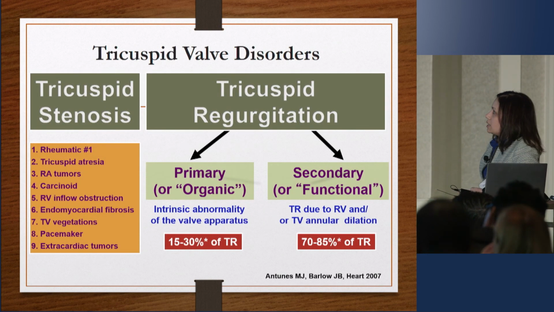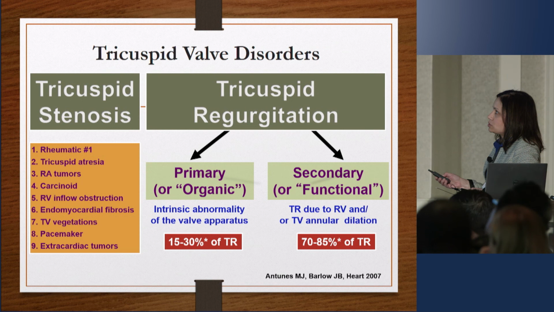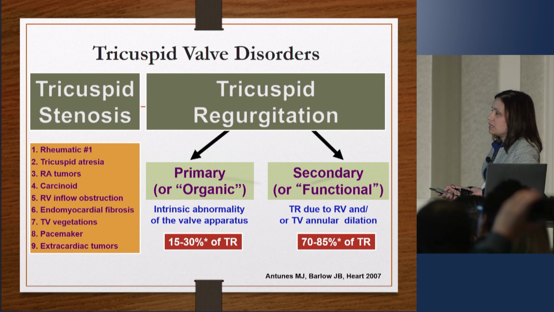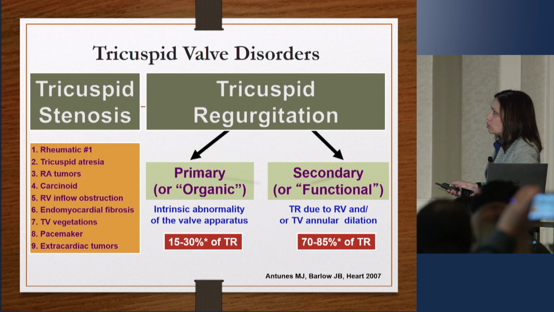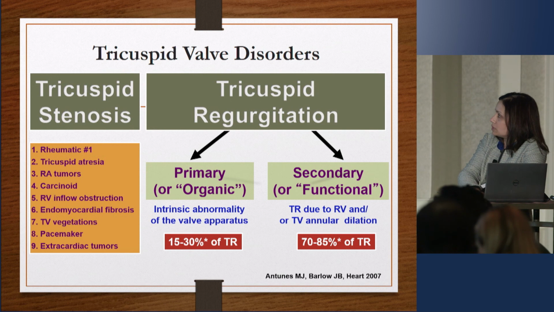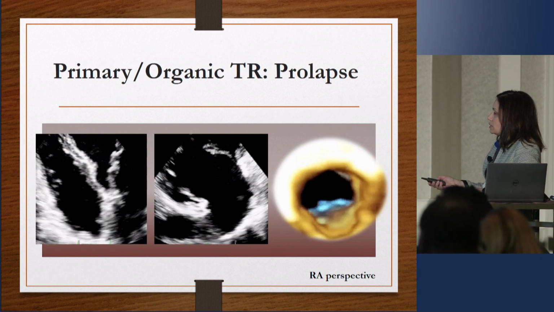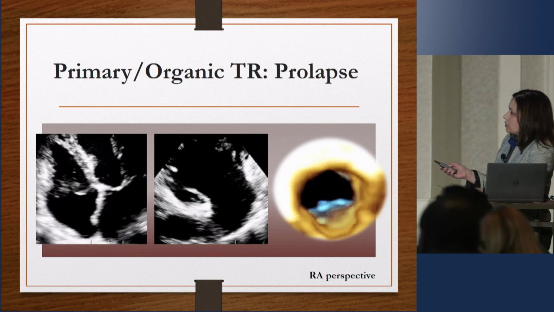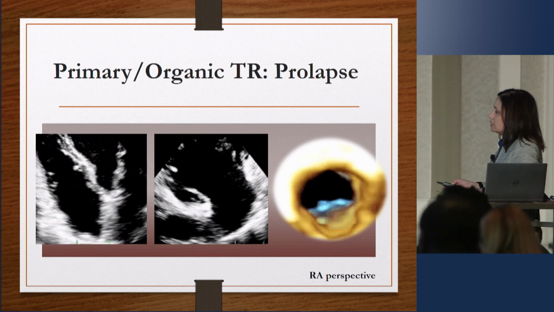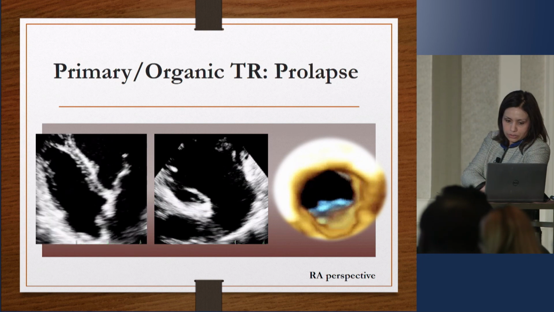Tricuspid valve disorders are divided into two types: tricuspid stenosis and tricuspid regurgitation. We're not going to spend much time on tricuspid stenosis. I'm going to focus more on tricuspid regurgitation, which can be either primary or secondary functional. The most common type of tricuspid regurgitation is secondary tricuspid regurgitation, in 70 to 85% of patients. And with 3D echo, when we look at causes of primary or organic tricuspid regurgitation, sometimes you can see more clearly the pathology behind the tricuspid regurgitation.